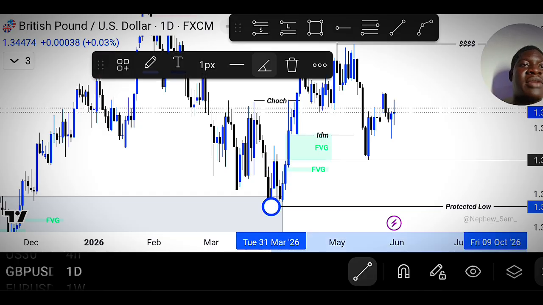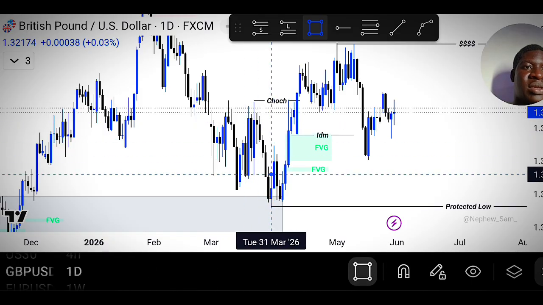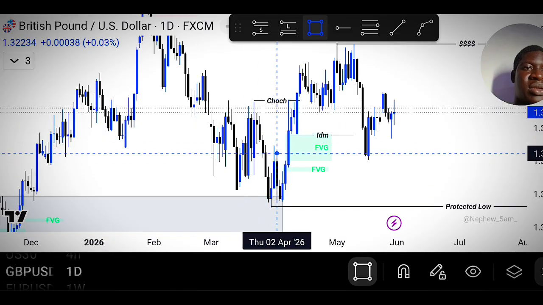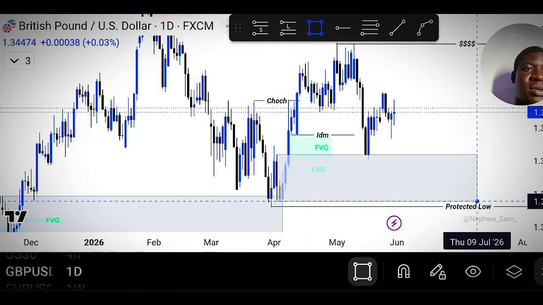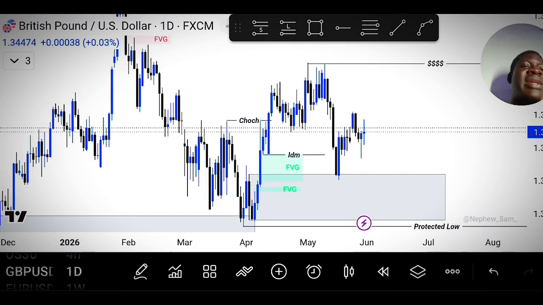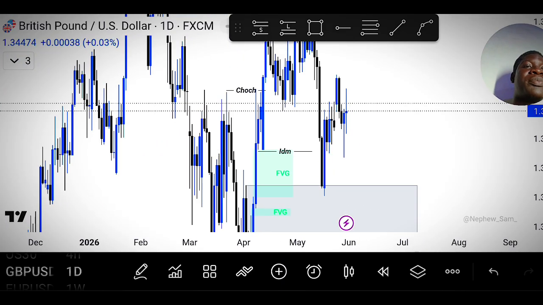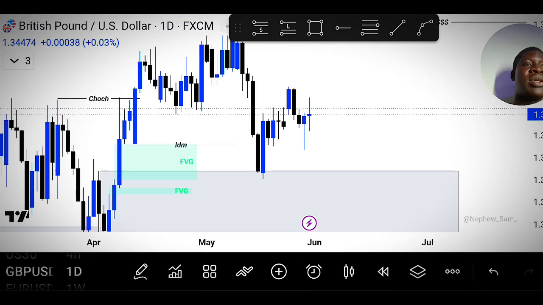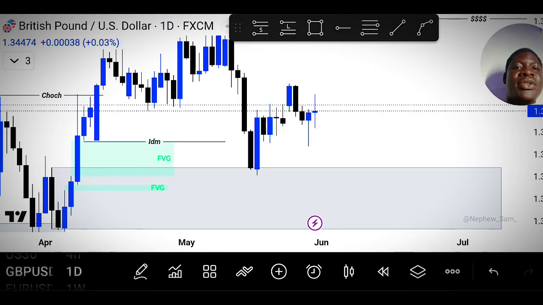As I said that time, this area is what? You have the breaker block at that area, that is our point of interest. Now the market tapped this point of interest. As the market tapped the point of interest, the market started moving to the upside.